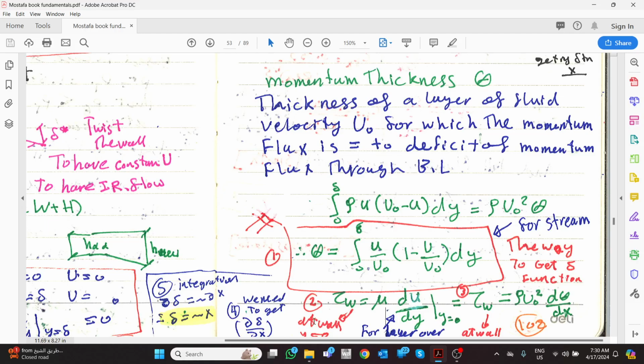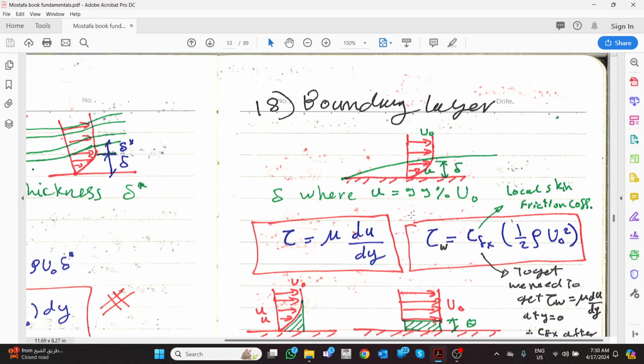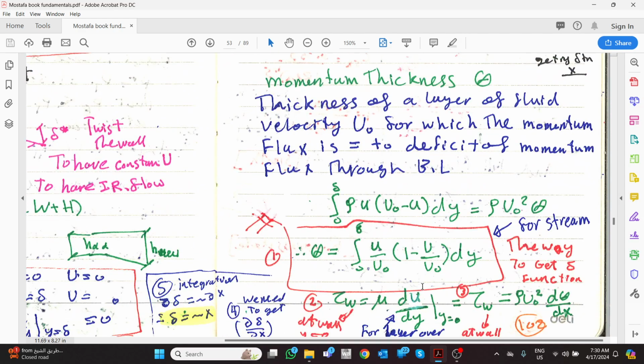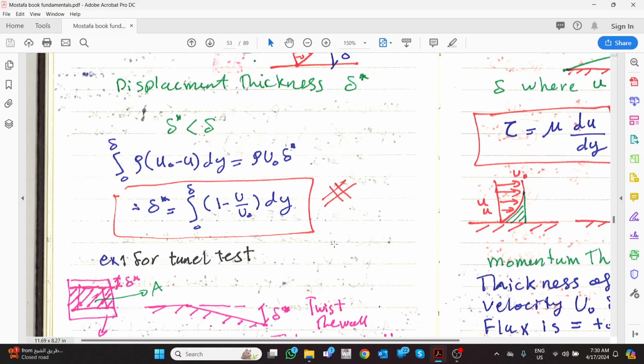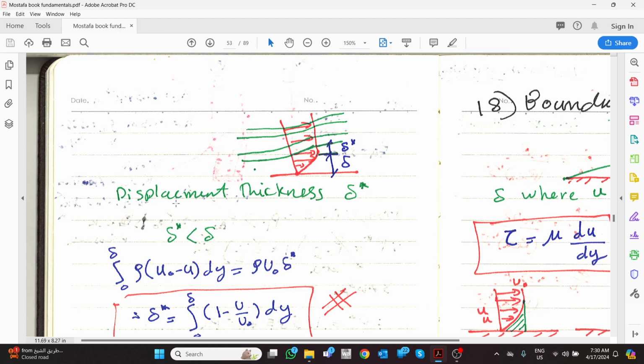Oh, it's okay. This is the mathematical route, or way to try to define what is delta, what is cfx, and etc. We will go with it. Okay, one second, but I need to put the definitions. Okay, there is the displacement thickness.